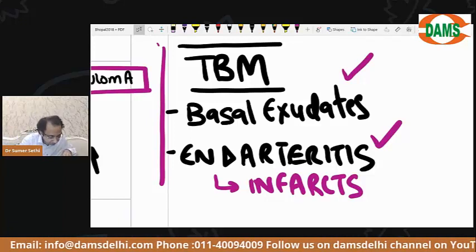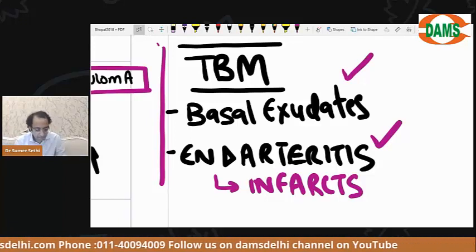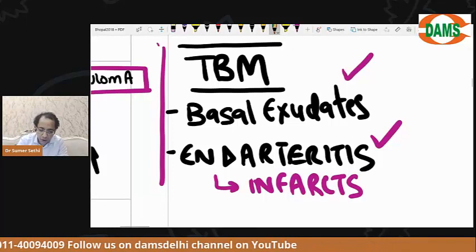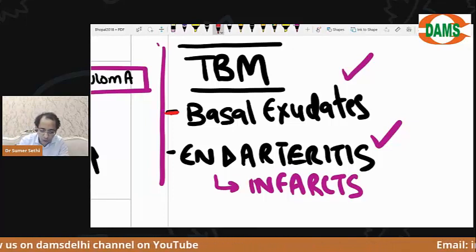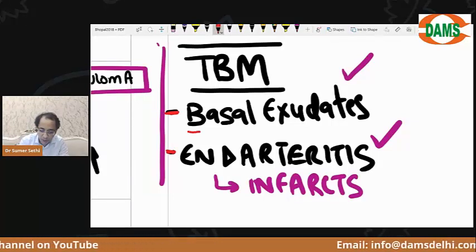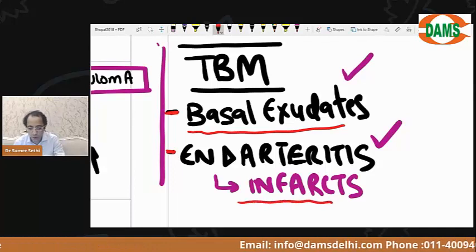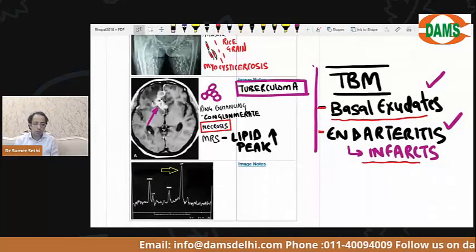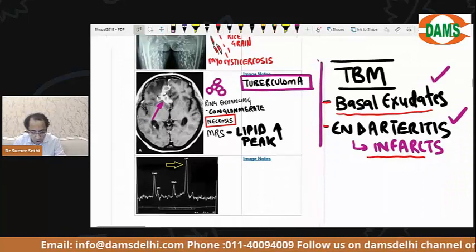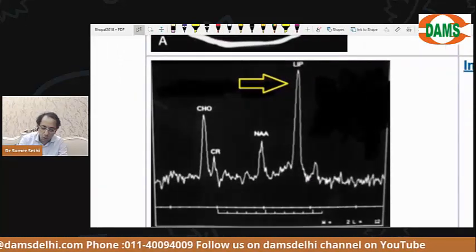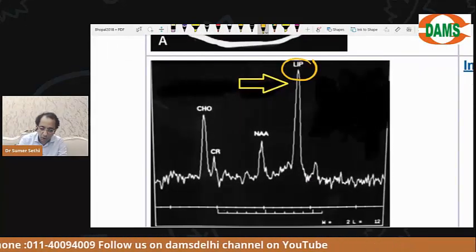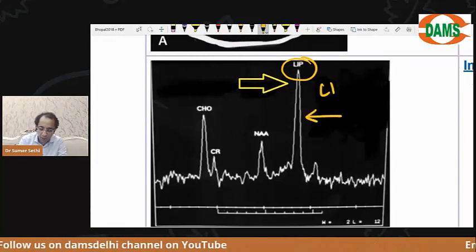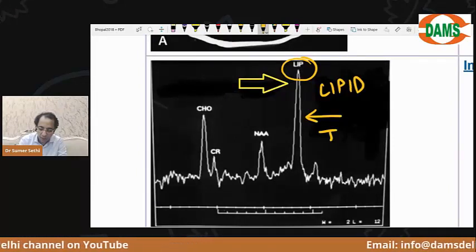Are you clear? Are you able to understand this? Tubercular meningitis leads to these two words in radiology. They will say basal exudates, area of infarcts. You should be able to get the answer as tubercular meningitis. Okay, this is how the lipid peak would look like. I have marked for you the lipid is elevated in tubercular lesions in the brain.